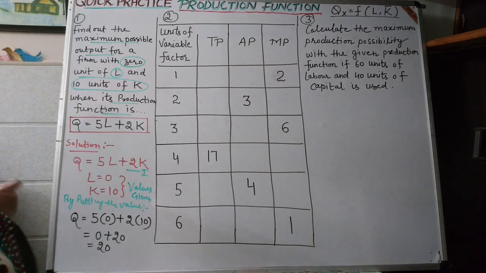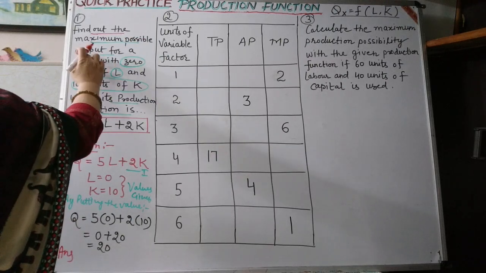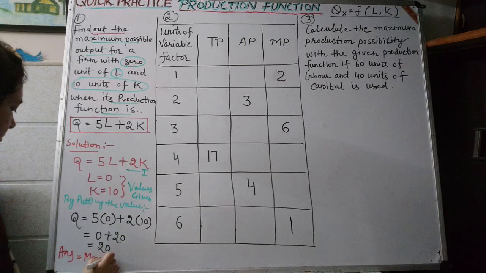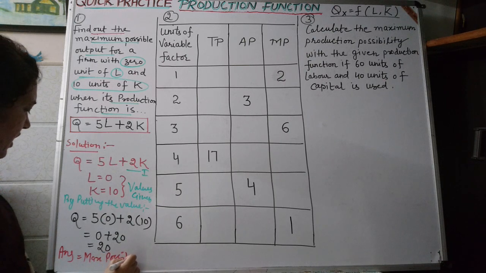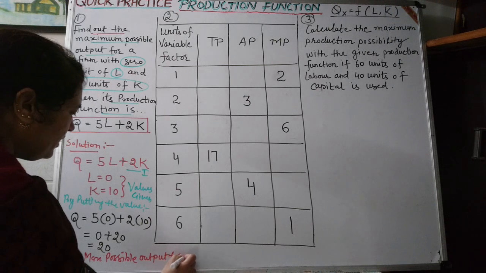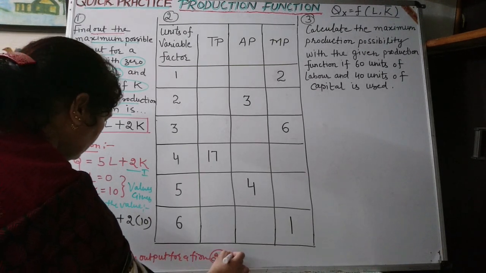So the answer will be, he is asking to find out the maximum possible output for a firm. So the maximum possible output for a firm will be 20. This is the answer.